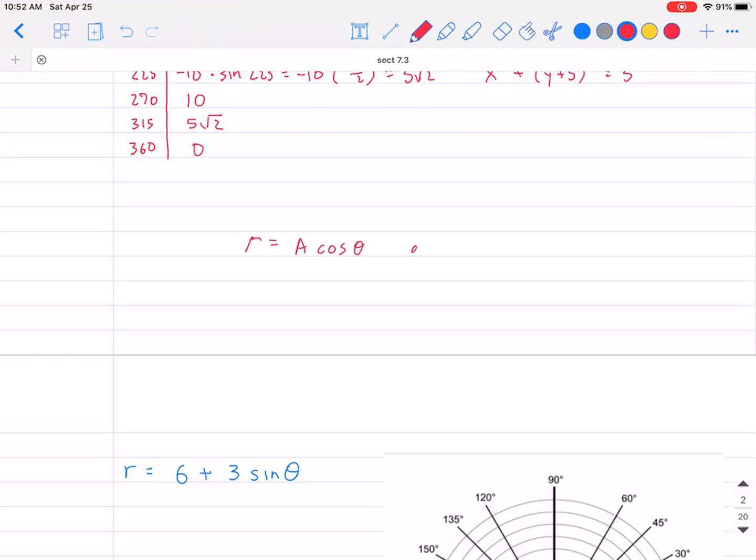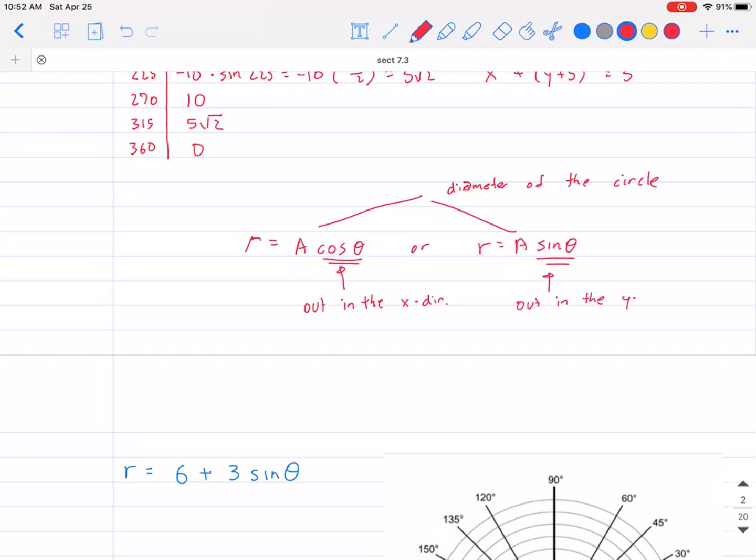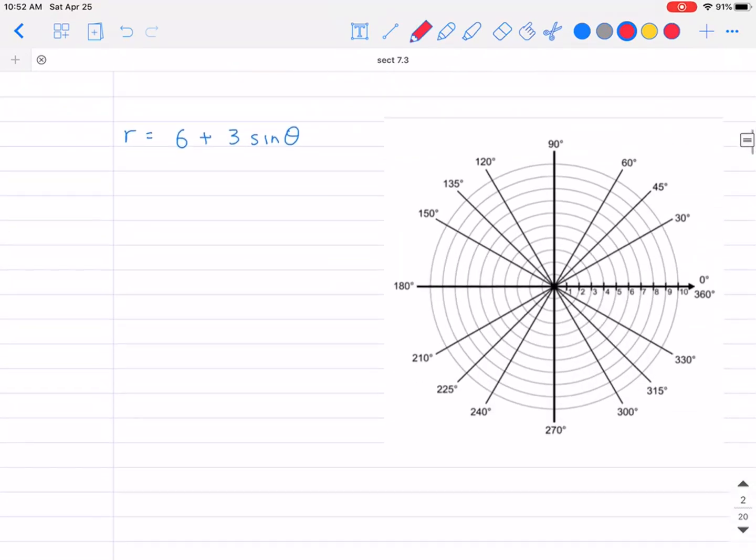All right, so to make a conclusion, if we have r is equal to a cosine theta, or r is equal to a sine theta, the conclusion that we came up with is that the a value is supposed to be the diameter of the circle, okay? And the cosine tells you that the circle is going out in the x direction, whereas if it's sine, then it's going out in the y direction.